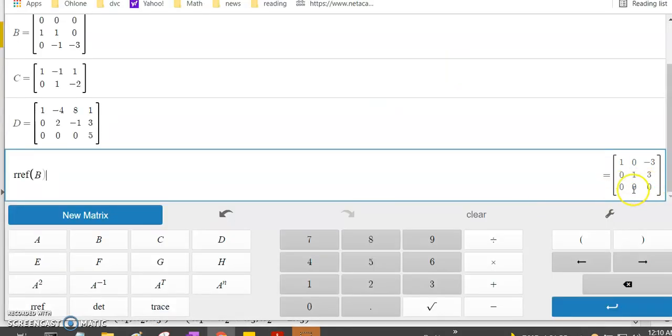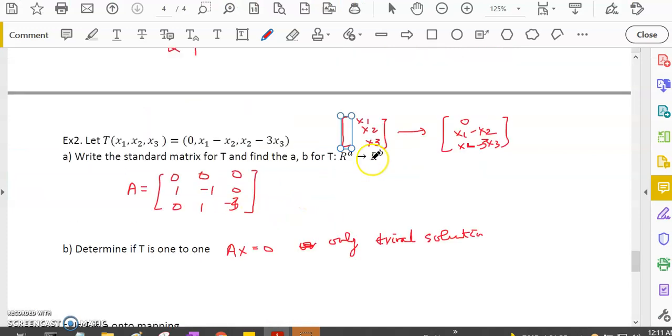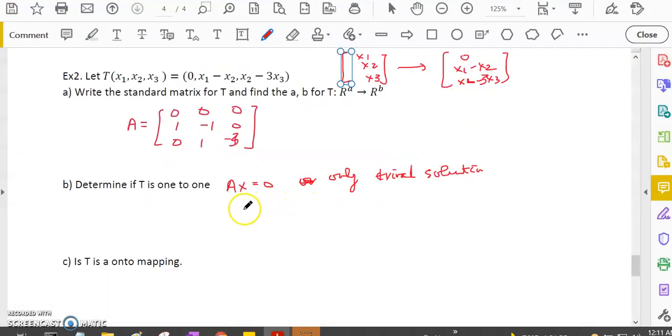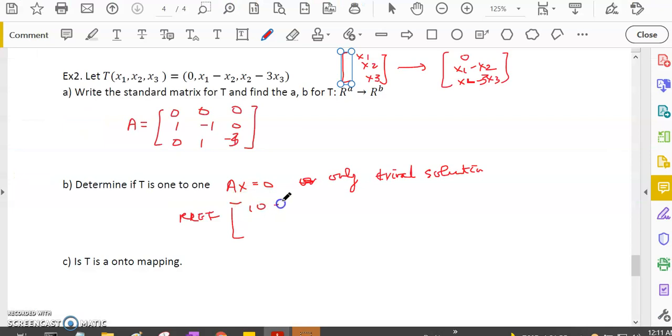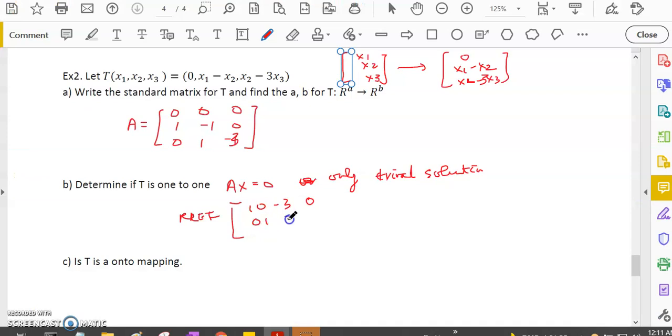1 to 1 means Ax equal to 0, right? So if I do it, there's actually more than one solution. The REF has 1, 0, negative 3. The right side should be 0, so 0, 1, 3, 0, 0, 0, 0, 0. So there's a free variable, right? One free variable, so it's not 1 to 1.